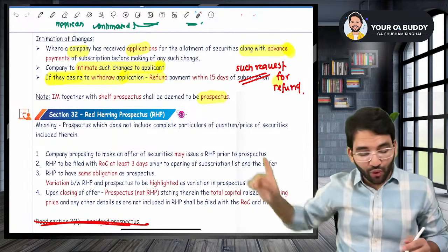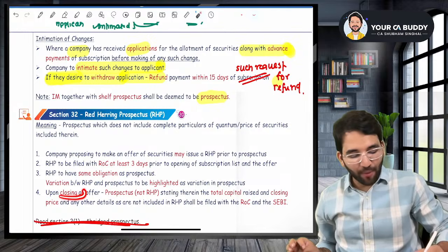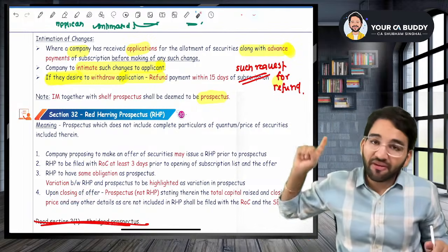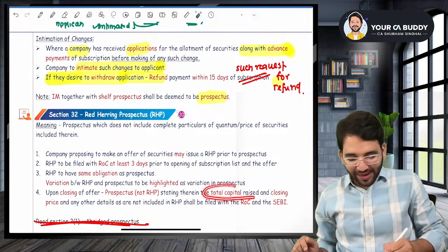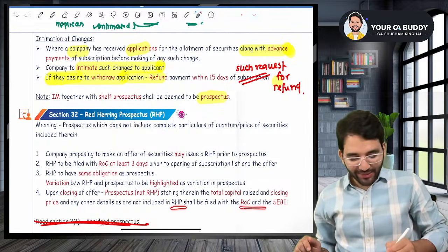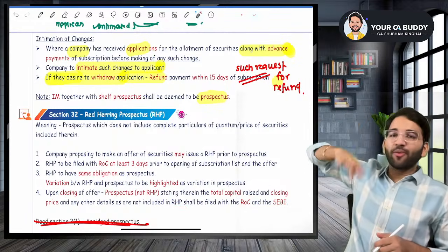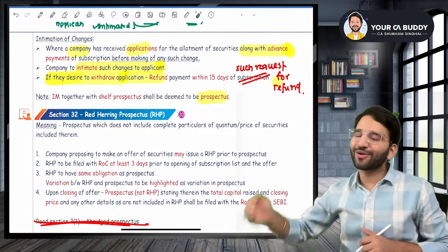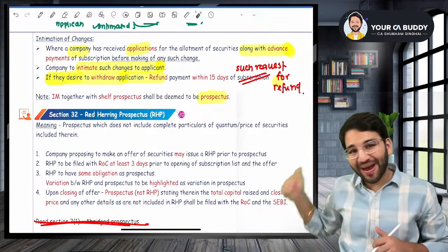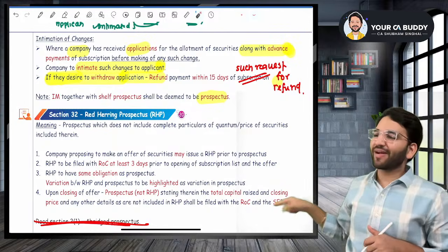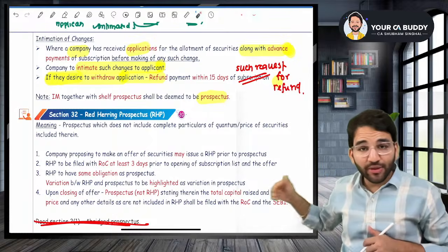Now, when the issue closes, upon closing of the offer, the prospectus, not the red herring prospectus, the final prospectus along with total capital raised and the closing price will have to be given to the ROC as well as the SEBI. So RHP was issued, based on that the offer was opened and the offer was closed. Once the offer is closed, you will have to finally submit the prospectus, which includes both the closing price and the total capital, and you'll have to file it with the ROC and SEBI. Now guys, listen to me very carefully.